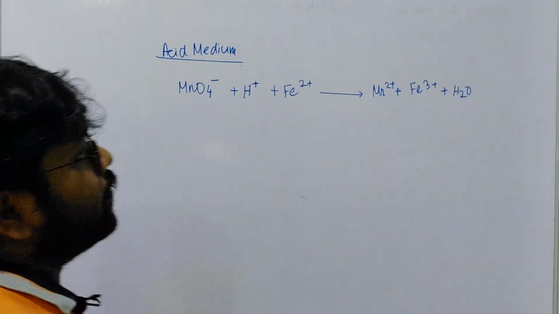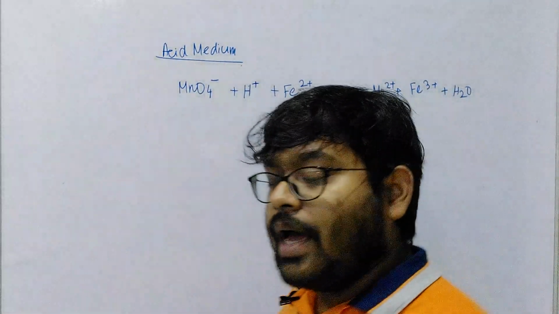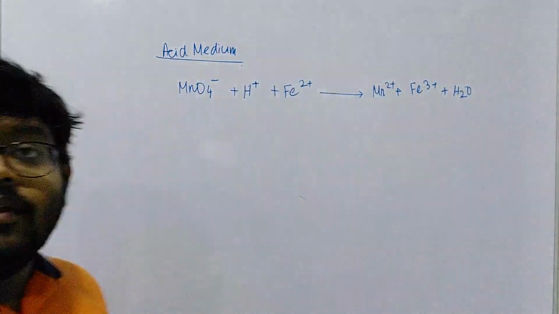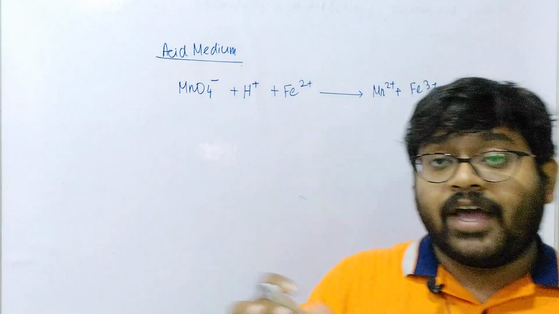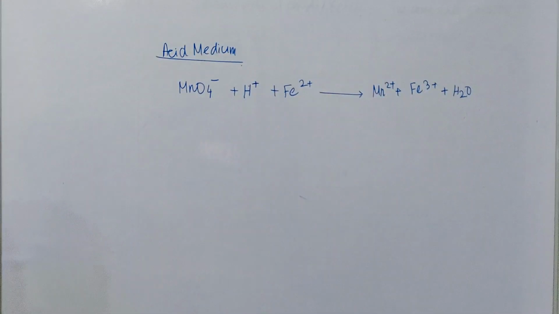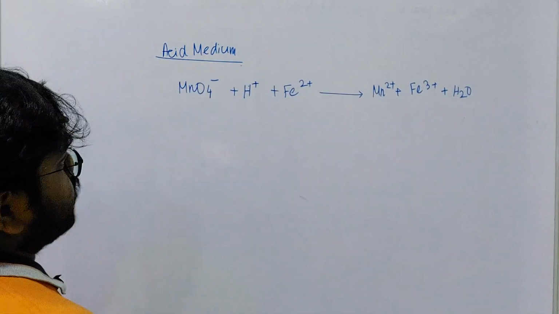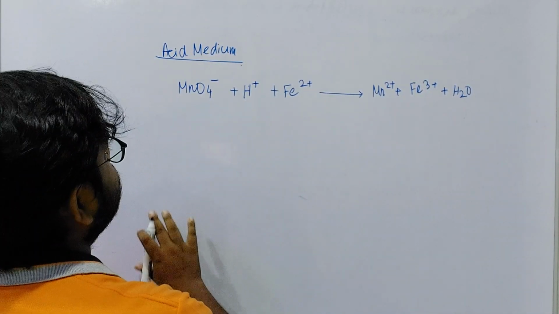Now first of all, we have to find out the oxidation and the reduction. Then we need to balance both the half reactions, the oxidation half reaction and the reduction half reaction. So how to balance? Let's find out the oxidation and reduction.